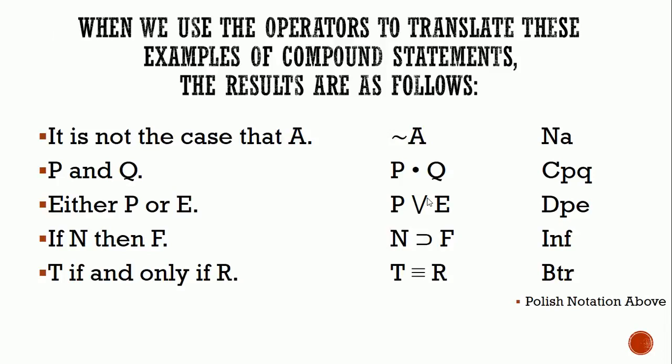So, this is for everybody. It is not the case that A, not A, Polish notation, capital N, lowercase a. P and Q, P dot Q, Polish notation, capital C, PQ. Either P or E, P wedge E, Polish notation, capital D, lowercase p, lowercase e. If N, then F, N horseshoe F, Polish notation, capital I, lowercase n, lowercase f.